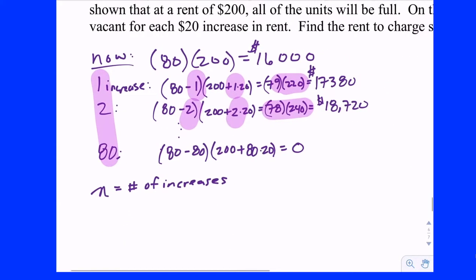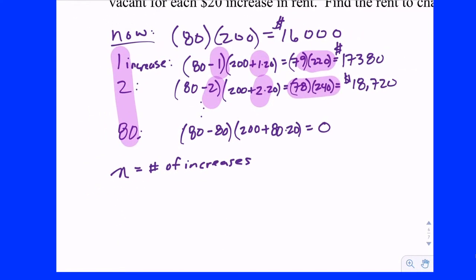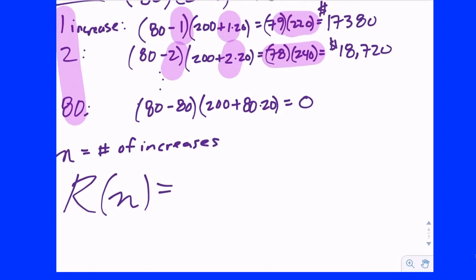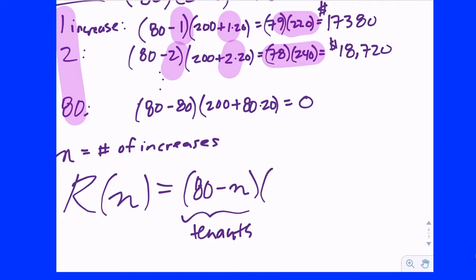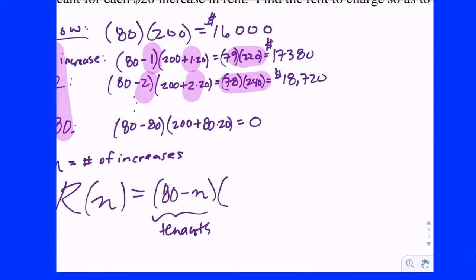And so what I can do then is come up with a formula in general as a function of what you called n. So I'm going to let R, big R, be the revenue as a function of n, the number of increases we're going to have. And, of course, now the pattern should be obvious. It's going to be 80 minus n. And that should give us the number of tenants. And that's ANTS, not ENTS. That's different. And then the rent to charge is going to be 200 plus 20n. Good. That'll be the rent.